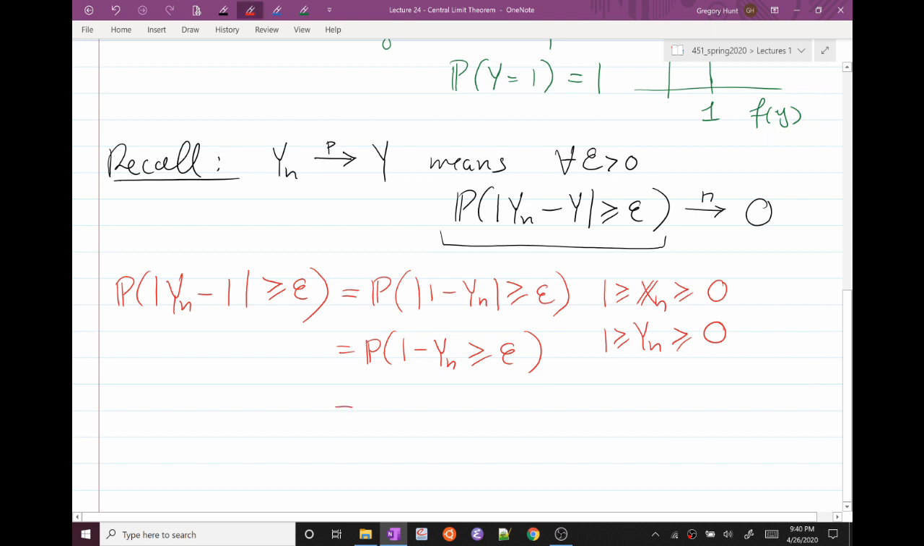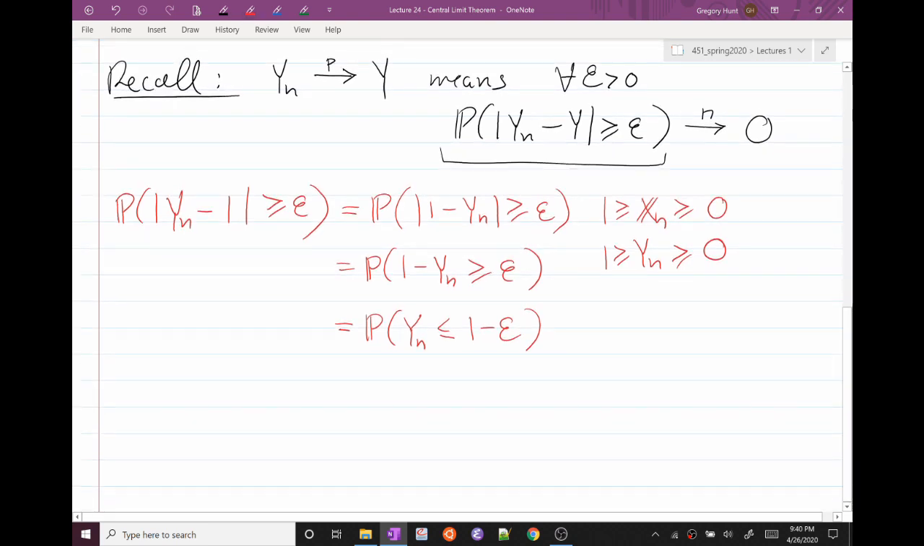And we can rearrange this as the probability. We can move Y to the other side and flip things around. This is the probability that Yn is less than or equal to 1 - epsilon.